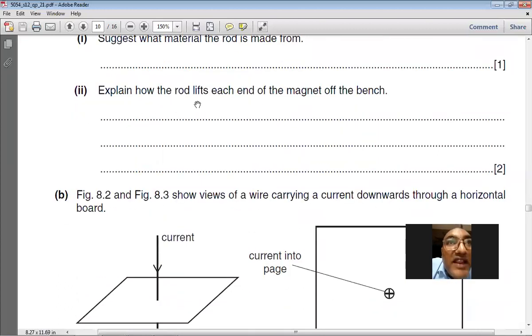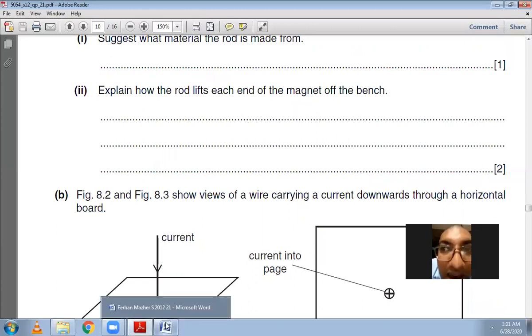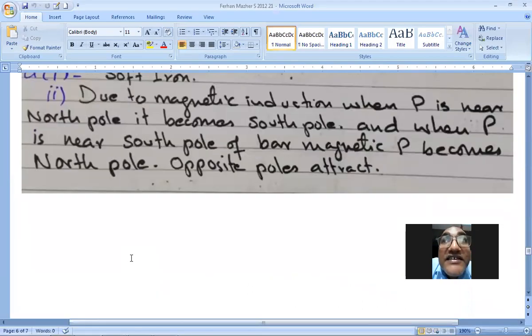The question was, explain how the rod lifts each end of the magnet off the bench. I have written this answer. Let me read that. Due to magnetic induction, when P is near the north pole, it becomes a south pole. And when P is near the south pole of the bar magnet, P becomes a north pole. Opposite poles attract, so that's why the permanent magnet is attracted to the soft iron. I hope you have understood the explanation.